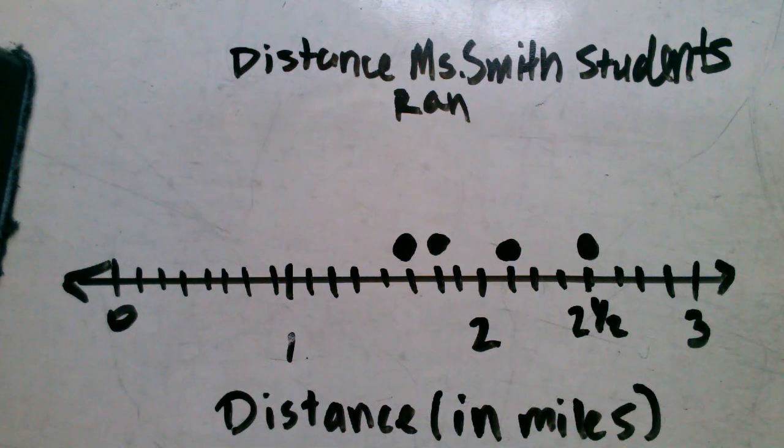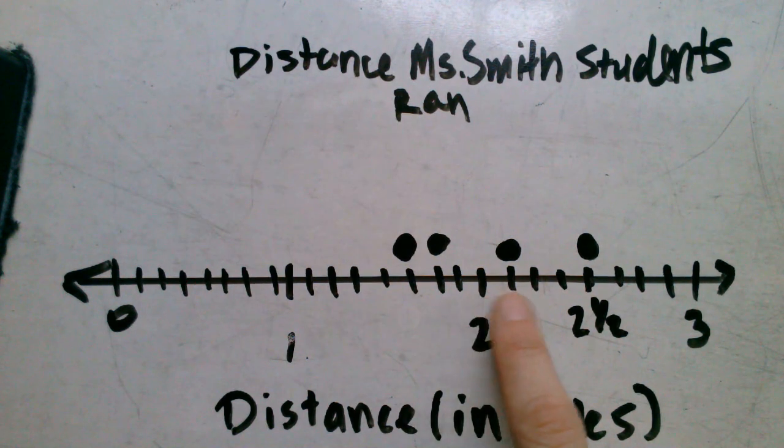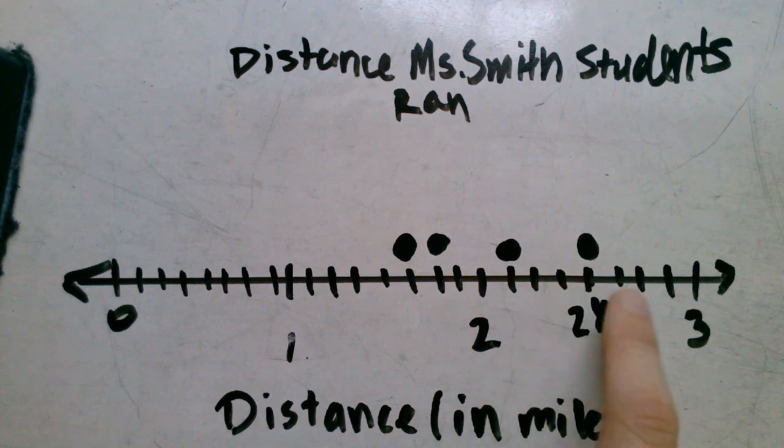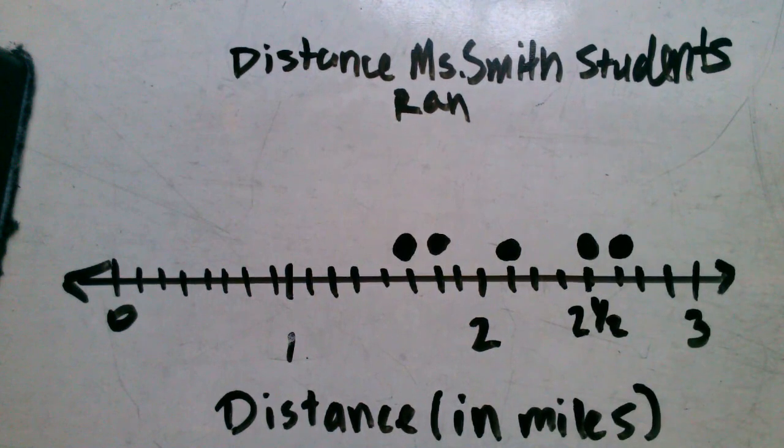Our next runner was Jack. Jack ran 2 5/8 of a mile. So we're going to go to 2 and count up 5. 1, 2, 3, 4, 5. And put a dot for Jack.